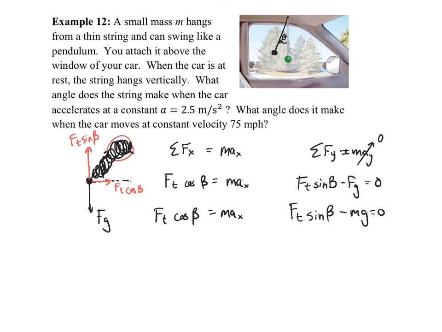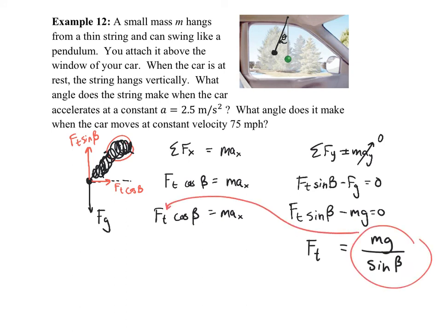So let's go ahead and solve for something. Let's solve for FT over here. I'm going to move mg over by adding it, and divide by sine beta to get FT by itself. Then I'm going to take this expression and plug it in right here for FT. That gives us mg over sine beta times cosine beta equals max. So m is indeed on both sides, and that'll cancel.